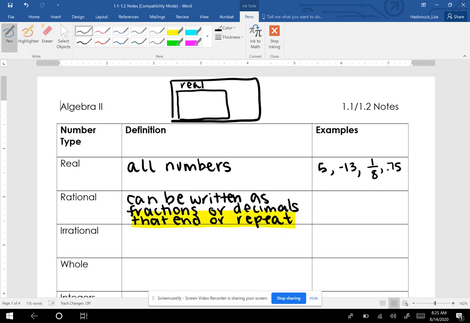So, some examples of those rational numbers are 7/8, 0.33 repeating. We could do the square root of 16/9, and those are just a few examples. So rational numbers is going to be in this box here. And then inside rational numbers is integers, so let's go ahead and jump down to that.